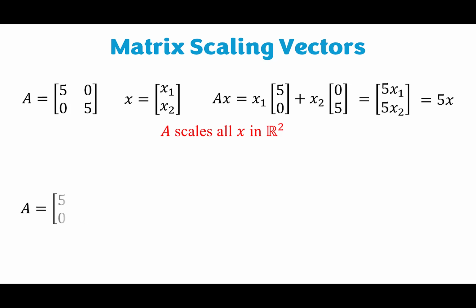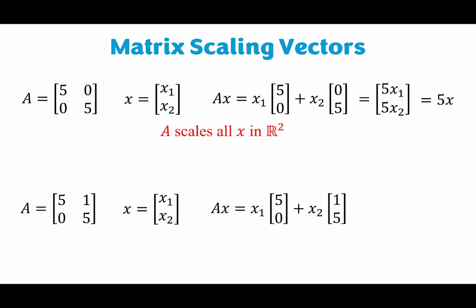Let's look at another matrix, this time 5, 1, 0, 5. And again, we work with this arbitrary vector x, where the elements are x1, x2. If we perform the multiplication A times x, we end up getting as the first element 5x1 plus x2, and the second element is 5x2. This time, A scales x only if x2 is equal to 0. Notice if x2 is equal to 0, then the original vector is x1, 0, and the resulting vector from A times x would be 5x1, 0. So it gets scaled by 5 again, only if x2 was equal to 0.